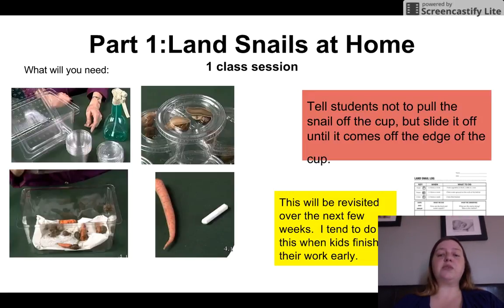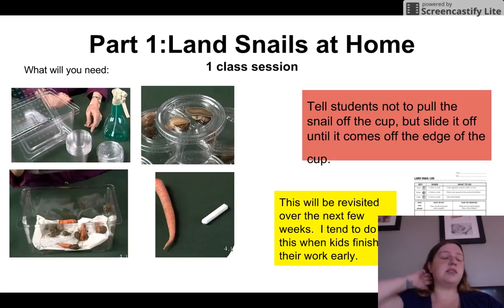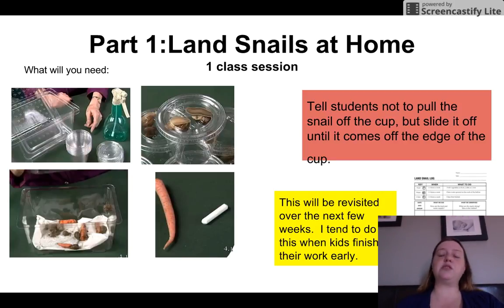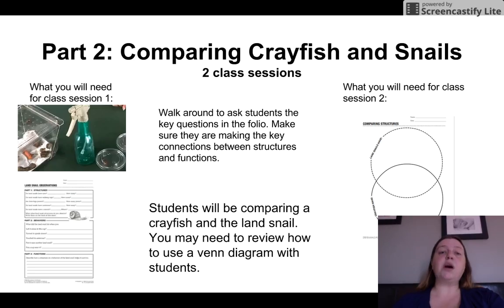This lesson's going to be revisited over the next couple of weeks. I basically frame it as, if students finish their work early, okay, you can go to the snails and record your observations of the snails for today. It's kind of an extra thing when you finish your work. The student learning outcomes for this entire investigation are that students will be able to maintain a land snail habitat. They're going to compare observations of a land snail to that of a crawfish, and they're going to monitor and record observations over time.